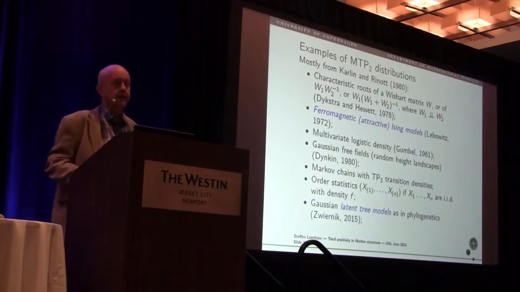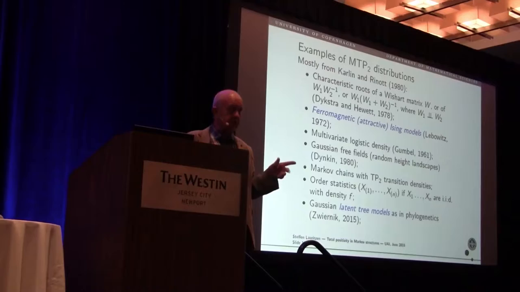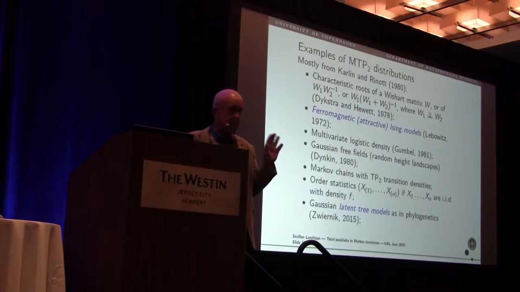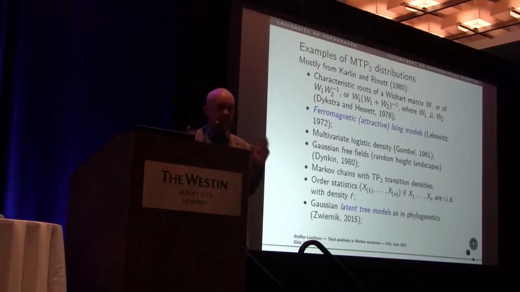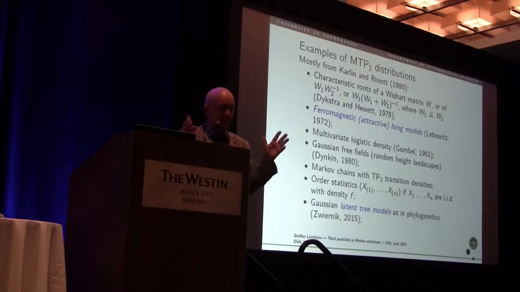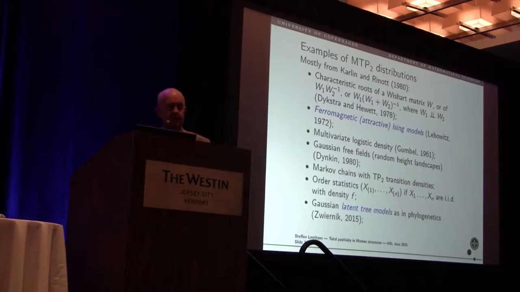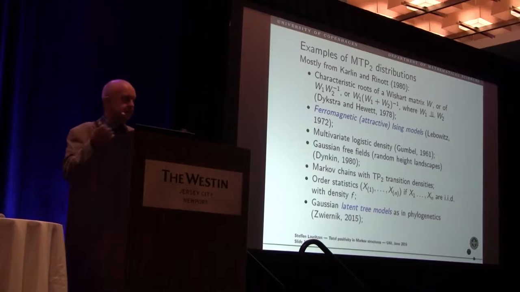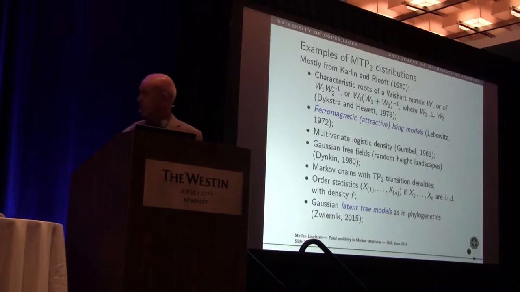So although it's a very strong restriction, there are many cases that appear where this MTP2 restriction could be relevant. Essentially, you have to think of multivariate distributions where every measurement you make, every variable, is positively associated with each other, all of them. They're all somehow measuring the same thing, as in a latent tree model. In any such case, it actually gets quite common. And I can give many other examples, but that wouldn't fit my time.